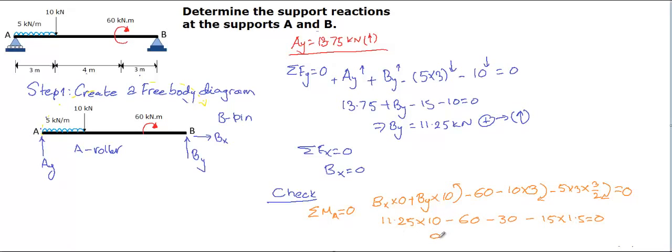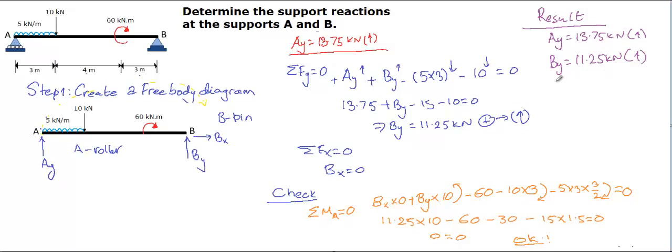So our reaction calculations are correct. So we can finalize our results. Ay equals 13.75 kN acting upward. By equals 11.25 kN which is also acting upward, and Bx equals 0.